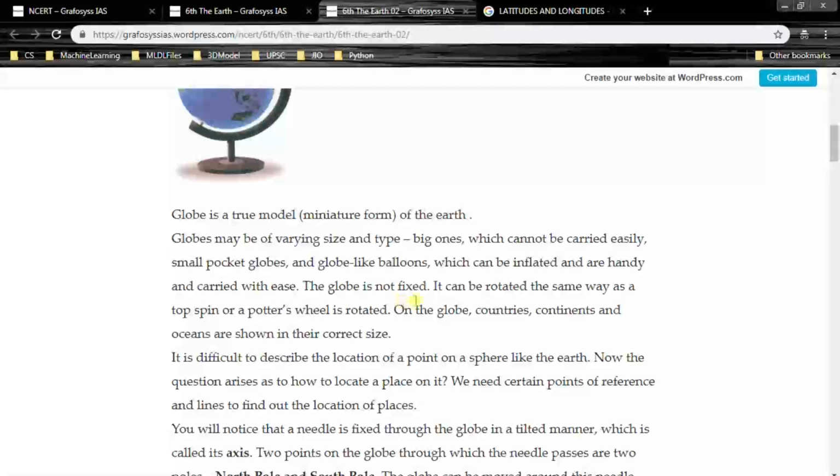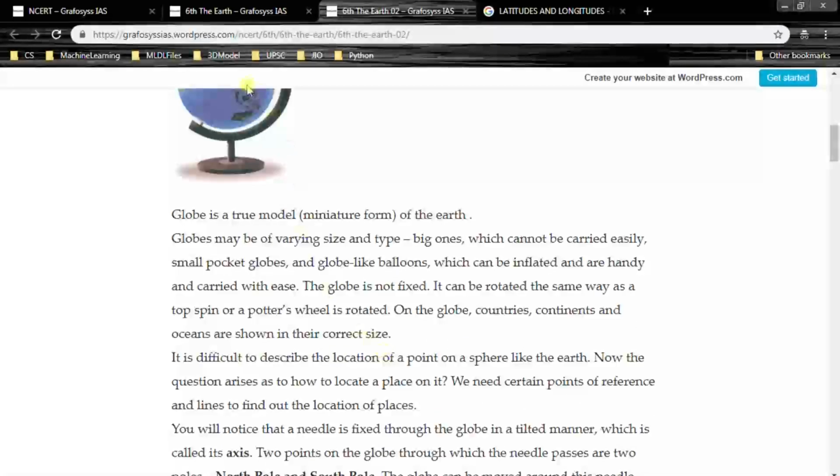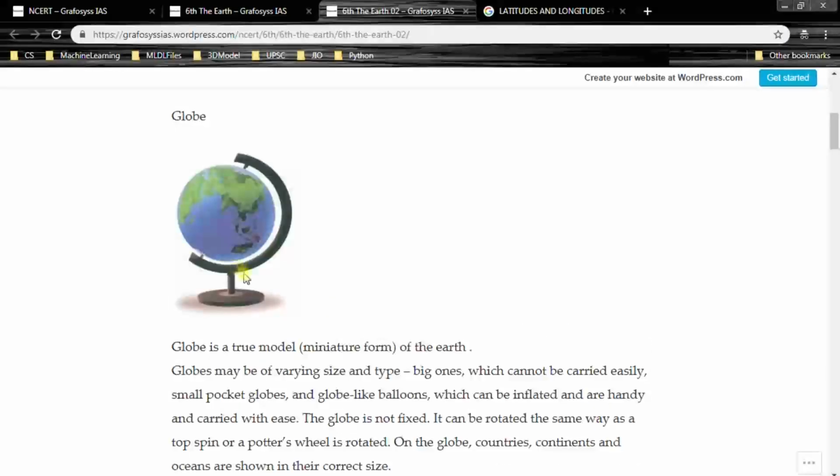The globe is not fixed. It can be rotated the same way as a top spin or a potter's wheel is rotated. On the globe, countries, continents and oceans are shown in their correct size. So this is the globe, this is the miniature version, and this is the axis. It is going to turn this side or that side. It is going to rotate. And all the countries, continents and oceans are shown in their correct size.